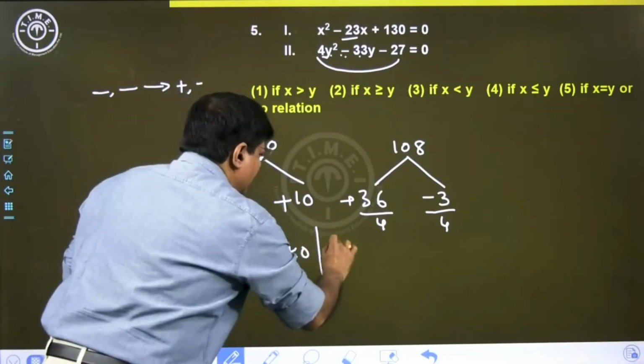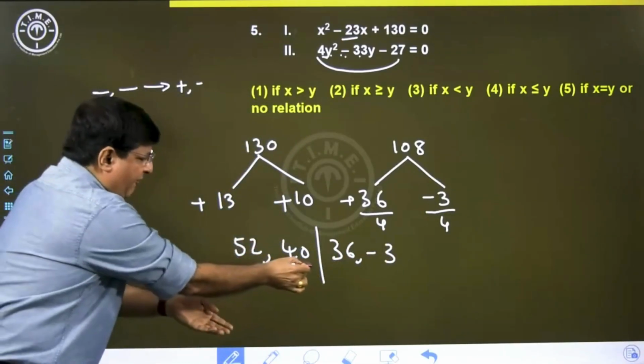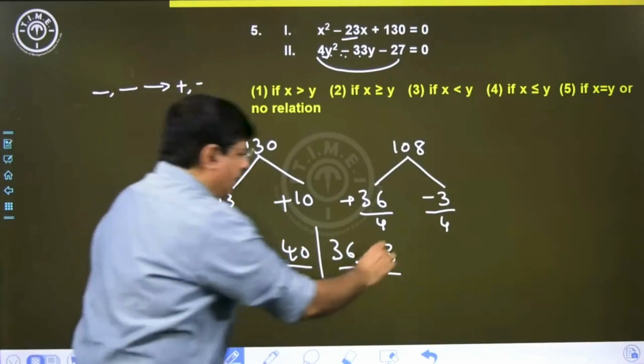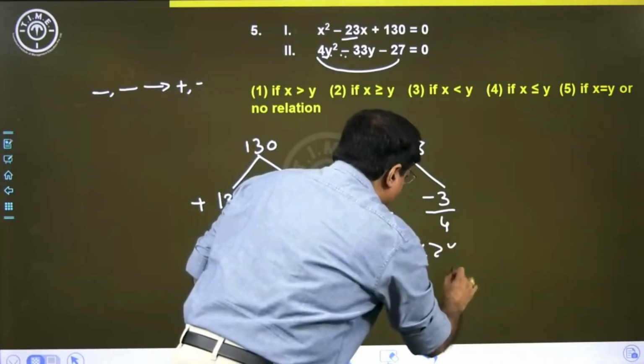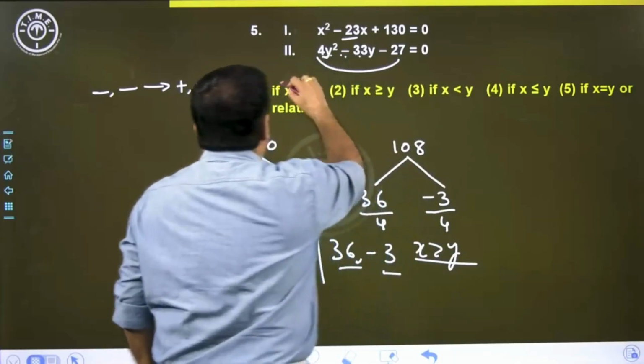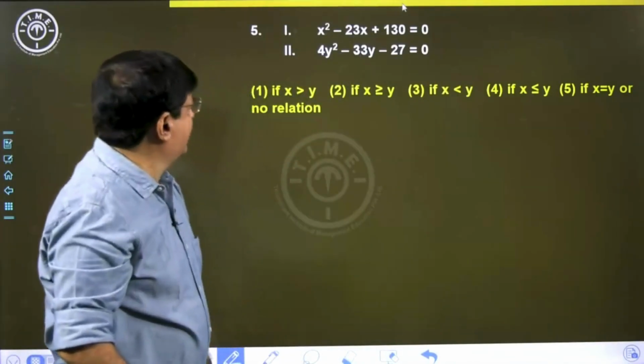Now see how comparison becomes very easy. 36 and minus 3. Clearly you can see that 52 and 40 are greater than 36 and minus 3. So x is greater than y. First option. Next, let's go to question number 6.